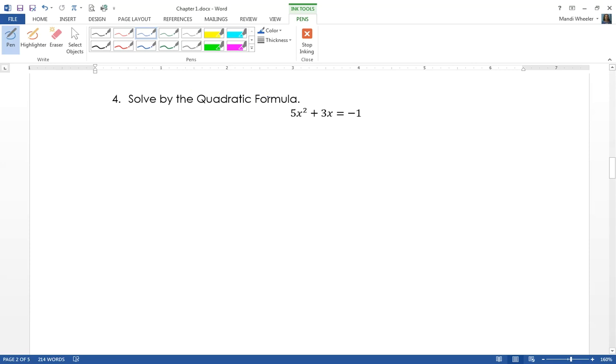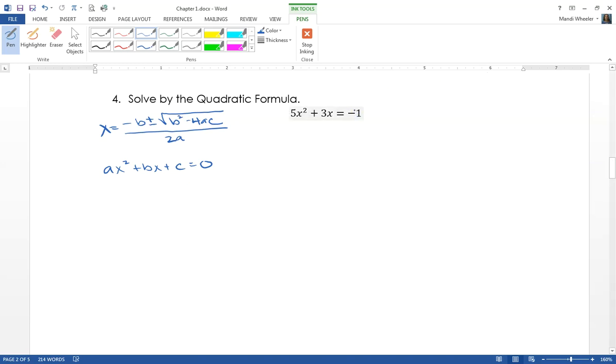So the quadratic formula. Remember, the quadratic formula is negative b plus or minus the square root of b squared minus 4ac all over 2a. But in order to use this, we do have to have our quadratic equation in standard form, where we have everything on one side of the equation equal to 0 in decreasing order.